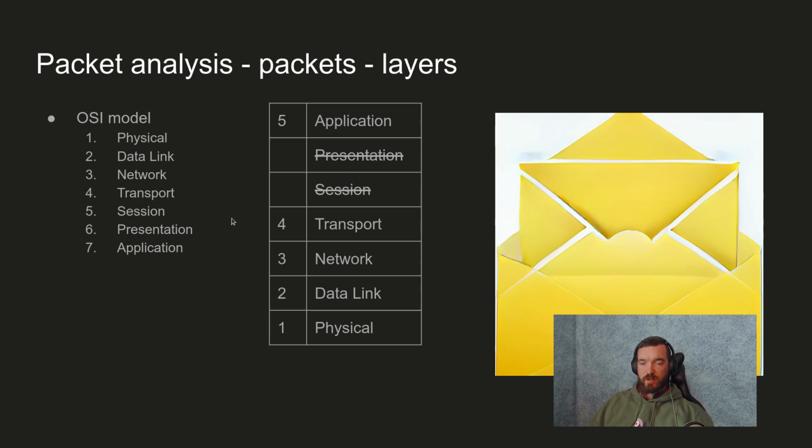And the model that Wireshark uses is a little bit more simple than the OSI model. It's just physical, data link, network, transport, and then we skip session and presentation and go right to application. So academically, we can think of network communication having 7 layers, but more practically, we think of it having only 5 layers. And that's how Wireshark represents packets.